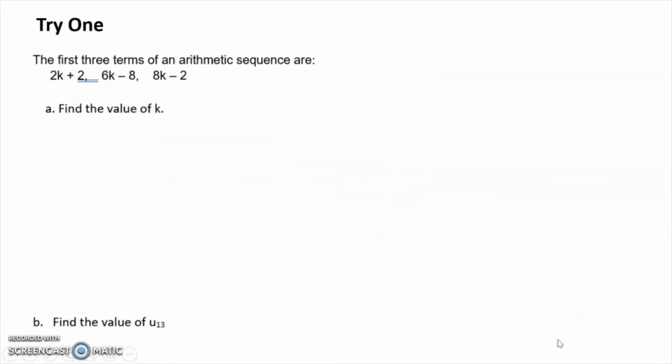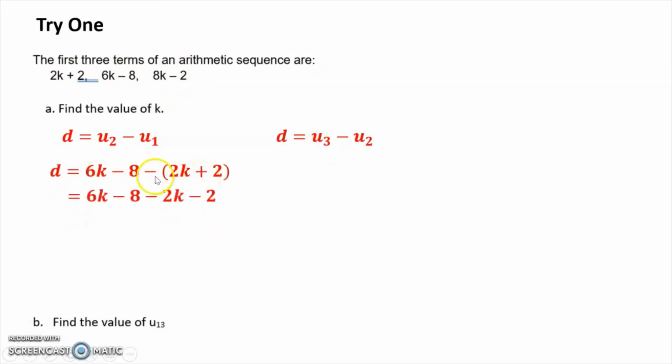How about you try this one, the very last one? Let's see you do it. Okay, same approach. D value can be found by subtracting U2 minus U1 or U3 minus U2. Great. So this minus that simplifies to negative 2k minus 2, and that negative is applied in both parts. Combine like terms, 4k minus 10.